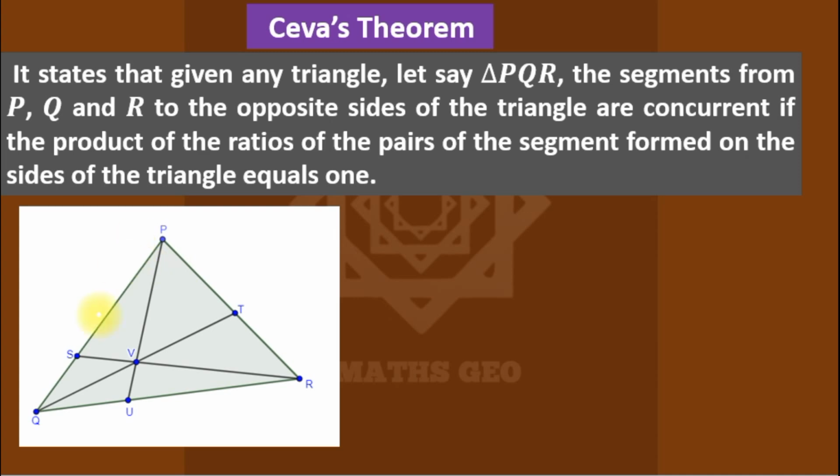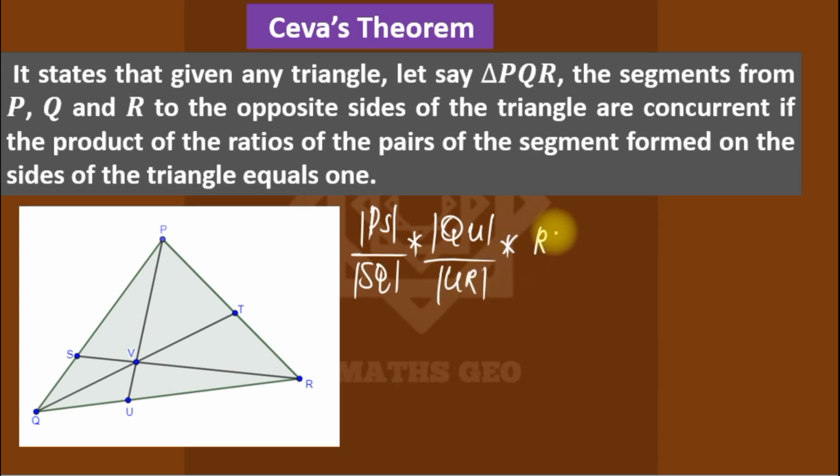We are saying that if you have a triangle such that these segments pass through the same point V, then the product of the ratios PX over XQ times QU over UR times RT over TP must give us 1. So that's Ceva's theorem.